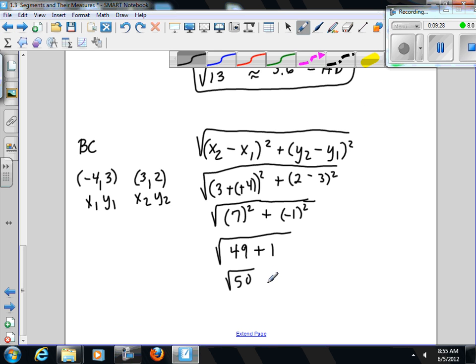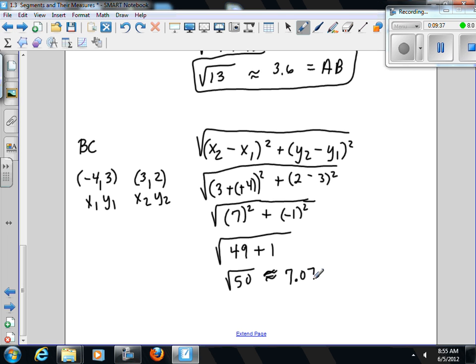If you do want to write the square root of 50 as a decimal, that's fine. It is approximately 7.07. If you want to just leave it as a square root of 50, that's perfectly okay.